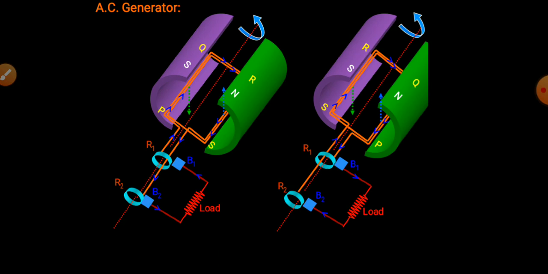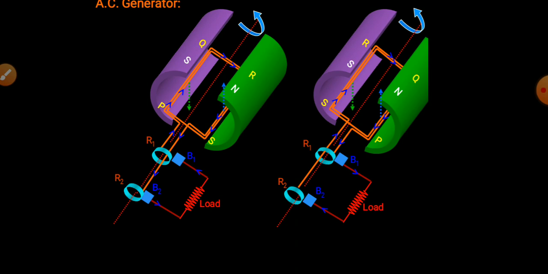Suppose the plane of the coil is perpendicular to the plane of the paper in which the magnetic field is applied, with PQ in front and RS at the back. The amount of magnetic flux linked with the coil in this position is maximum. As the coil is rotated anti-clockwise, PQ moves inward and RS moves outward, as shown in the figure.